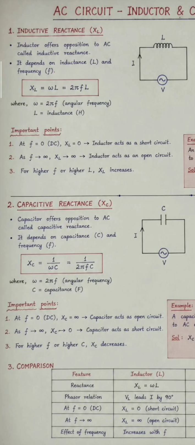Some important points: as f is equal to 0 in DC, XL is equal to 0, so the inductor acts as a short circuit. And if f is equal to infinity, then XL is equal to infinity, and the inductor acts as an open circuit. For increasing f or L, inductive reactance increases. And this is the graph.